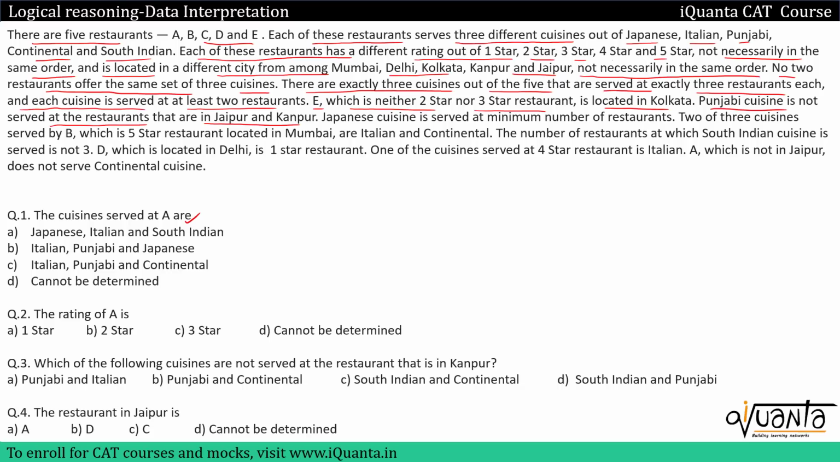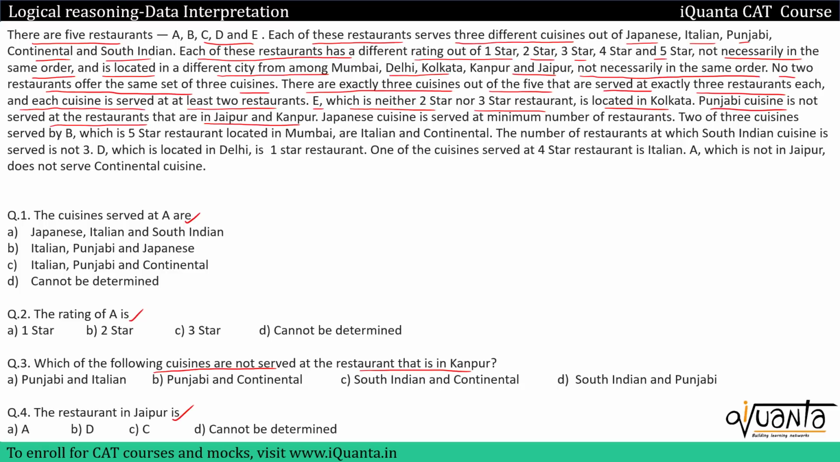If we look at the questions, the first question is the cuisine served at A is. So this we can only answer when we have all the restaurants, their ratings and the cuisines served at those. Then we can answer this question. Next one is the rating of A is. So we need to find out the ratings of all the restaurants. Next one is which of the following cuisines are not served at the restaurant that is in Kanpur. Again we need all the sets of cuisines and ratings of all the restaurants to answer this. Last one is the restaurant in Jaipur is. So for this we need to find out the city in which all the restaurants are located.